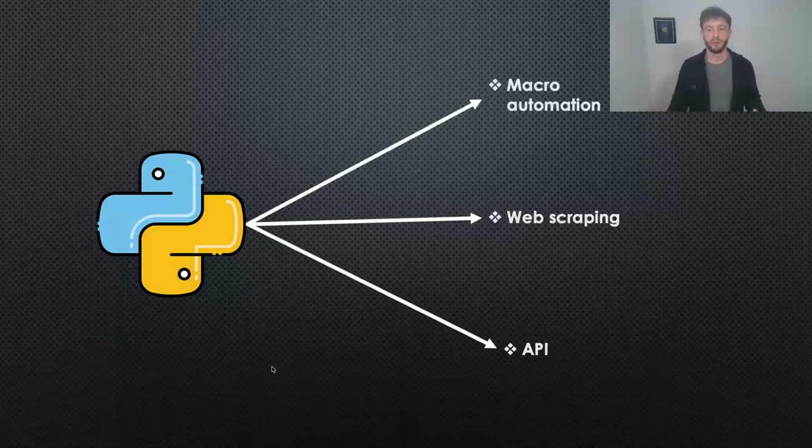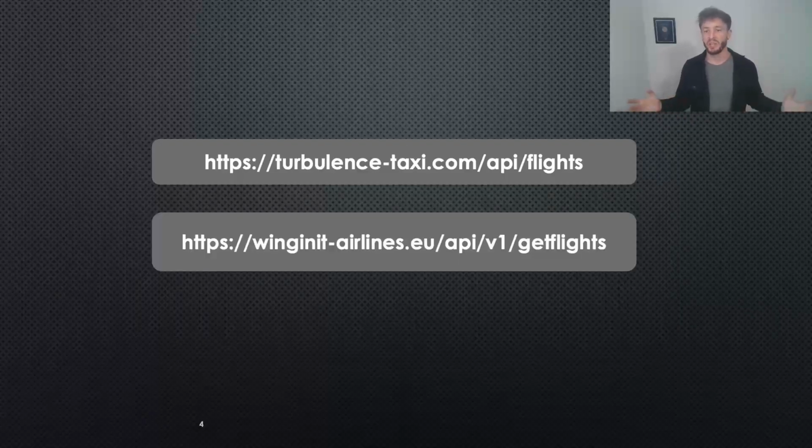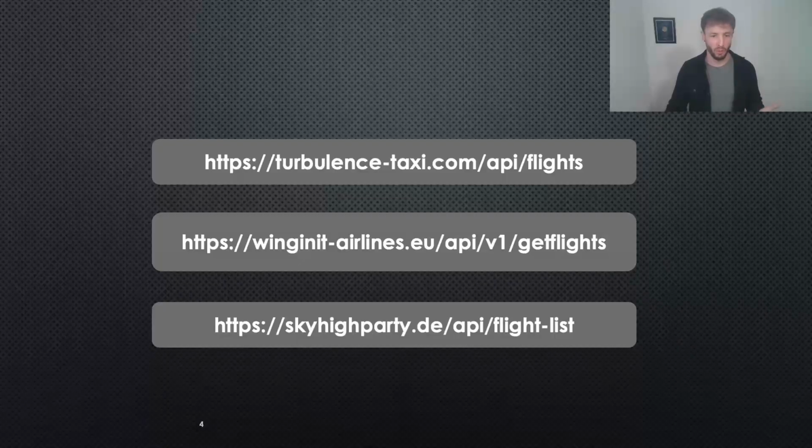For example, the format of an API endpoint could be something like /API/flights. The second airline may use something like /v1/get flights for collecting a certain flight. And the third one may use something like flight-list. So you need to adapt your piece of code for every single possibility from an airline.